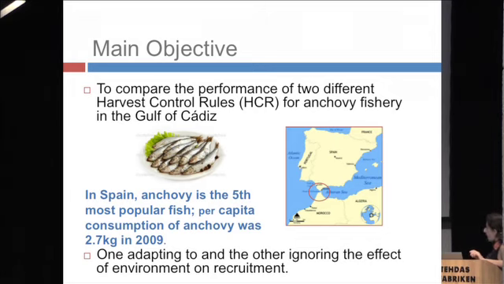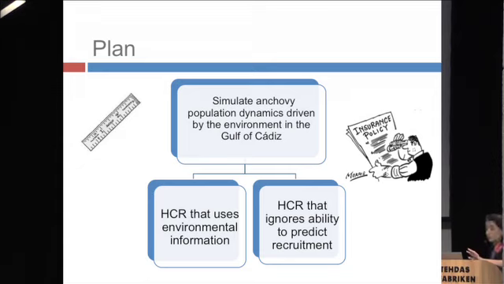Also, anchovy is a very important resource in Spain. It's the 5th most popular fish, and per capita consumption of anchovy was 2.7 kilograms in 2009. Knowing the importance of this, we are going to go to the plan.